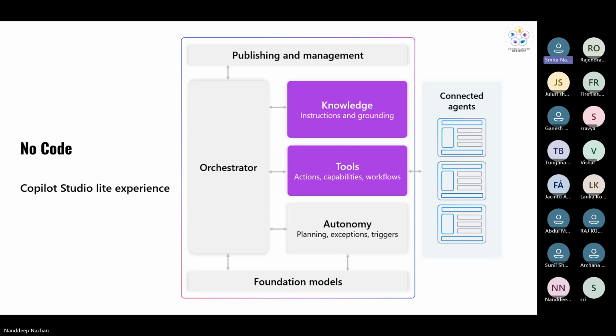When it comes to the tools, they represent the actions and simple workflows the agent can perform. In Copilot Studio Lite, these are limited and predefined, but they allow the agent to do more than just answer questions, such as triggering basic capabilities or interacting with connected services. Let's talk about the autonomy. Autonomy things like planning, triggers, and exception handling are available, but in a controlled and simplified way. So you benefit from it, but you don't directly design complex autonomous behavior.